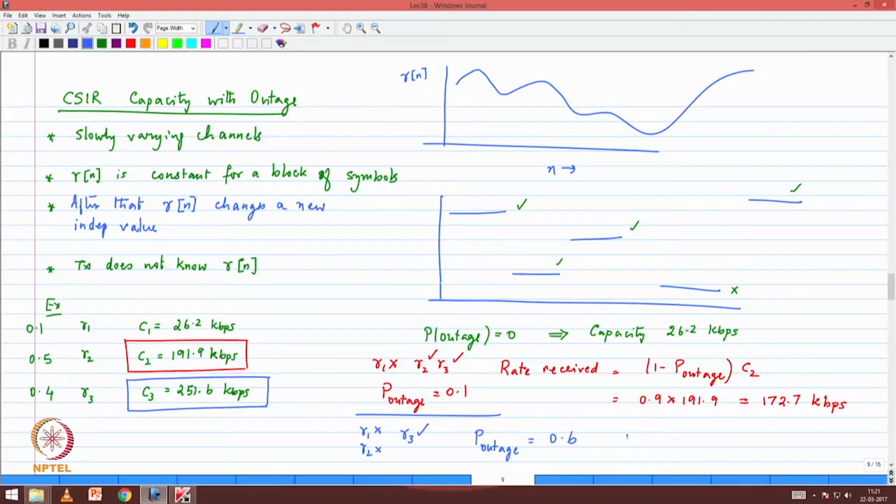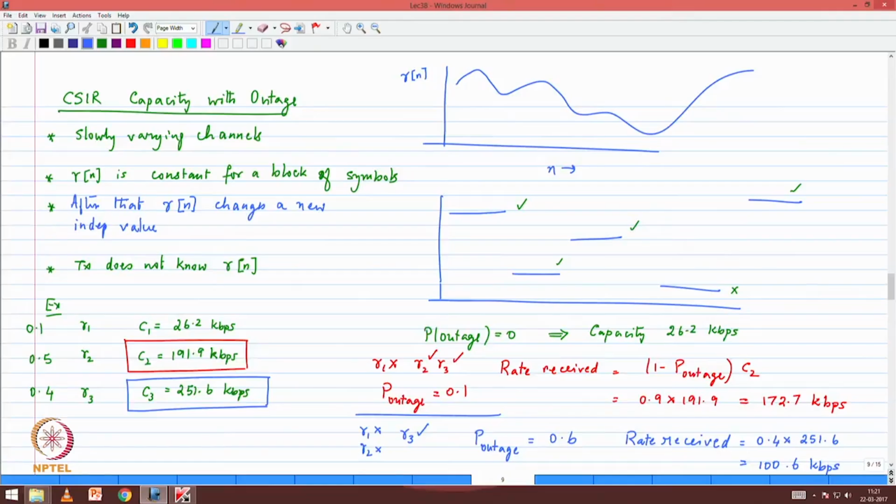So the rate received, the actual rate at which you are sending information, is that with the probability of 0.6 it is an outage, so only 0.4 is going to get through. So this will be 0.4 into the capacity that we have, 251.6, which actually gives you a lower number, 100.6 kbps. Okay. So some observations.